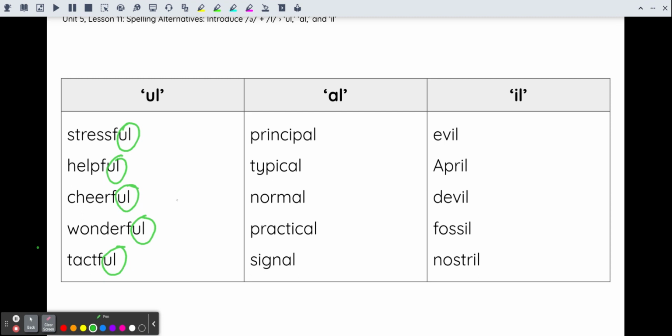We're going to read the words one at a time. Ready, go. Principle, typical, normal, practical, signal. Which letter should I circle for the all sound? In principle, AL is correct. Typical, AL. Normal, AL. Practical, AL. And signal, AL.